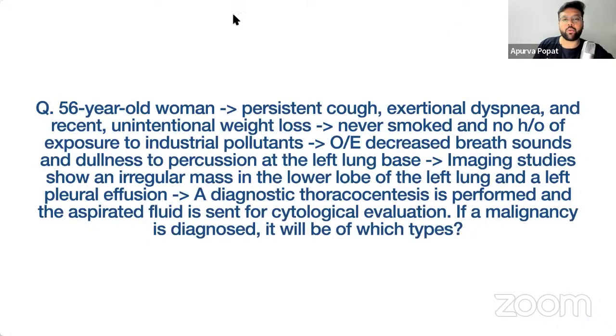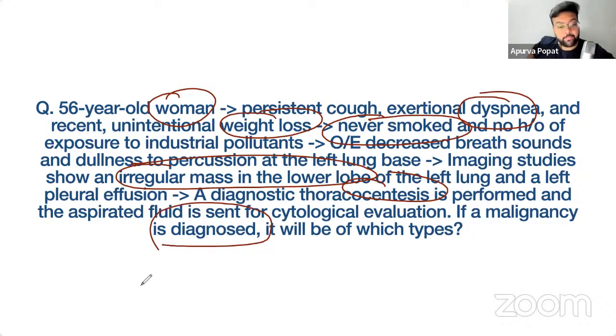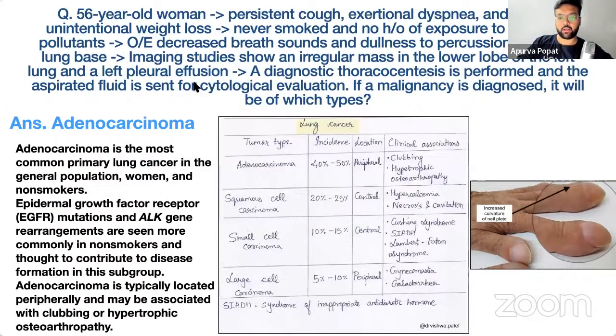A 56-year-old woman comes with persistent cough, exertional dyspnea, and recent unintentional weight loss. She never smoked. Imaging shows an irregular mass. You do a diagnostic thoracentesis and send that for cytological evaluation. If you find cancer, what kind of cancer do you find in this woman? Adenocarcinoma. Very good. This is adenocarcinoma of the lung, which you find in women who have never smoked.